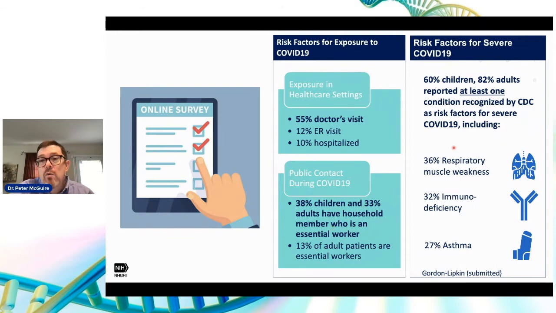And what about comorbidities? Well, here are some risk factors for severe COVID, which we found in our patients with mitochondrial disease. So 60% of children and 82% of adults reported at least one condition, which is recognized by the CDC for having severe COVID-19, which includes respiratory muscle weakness, immunodeficiency, or asthma.